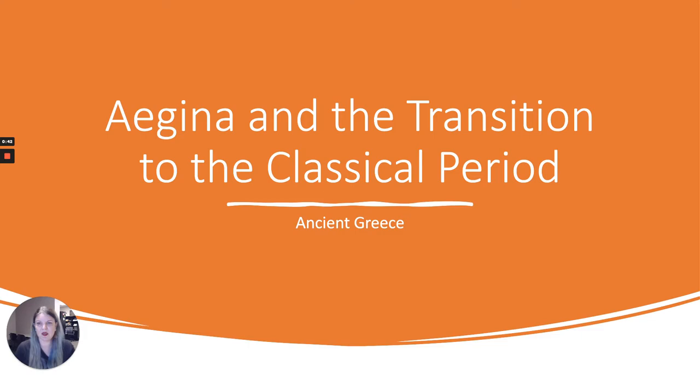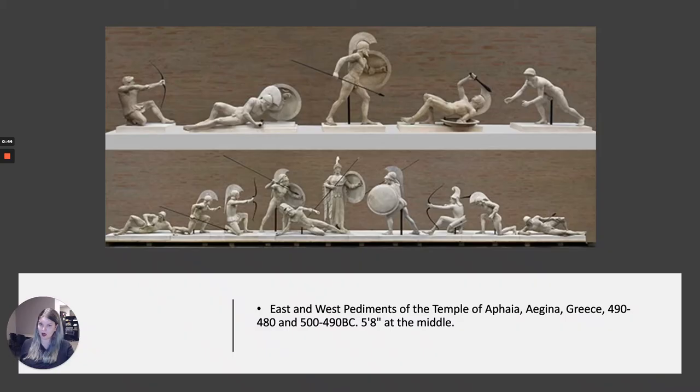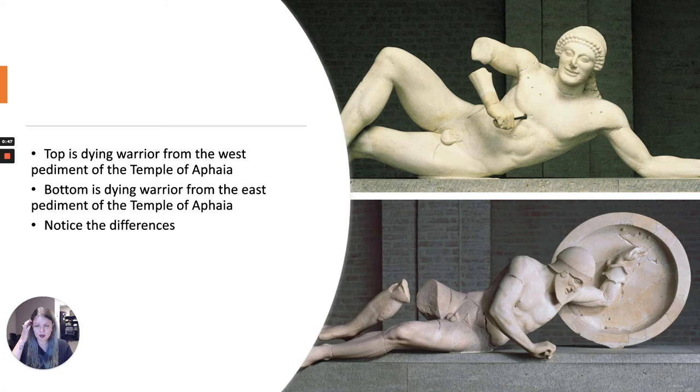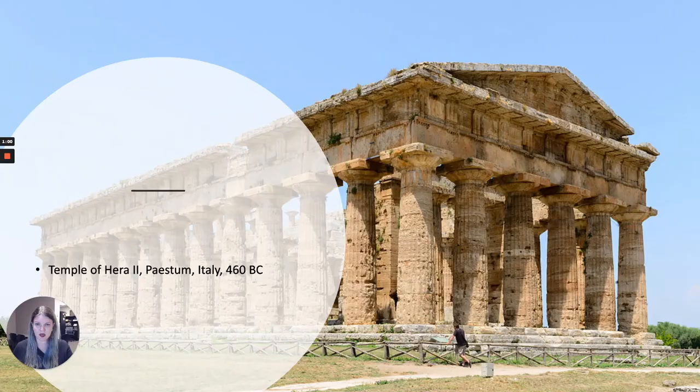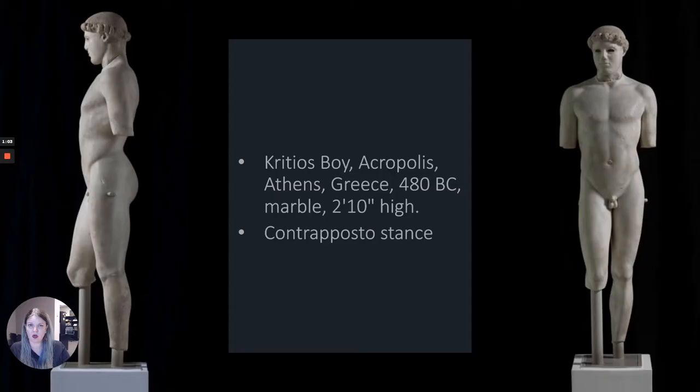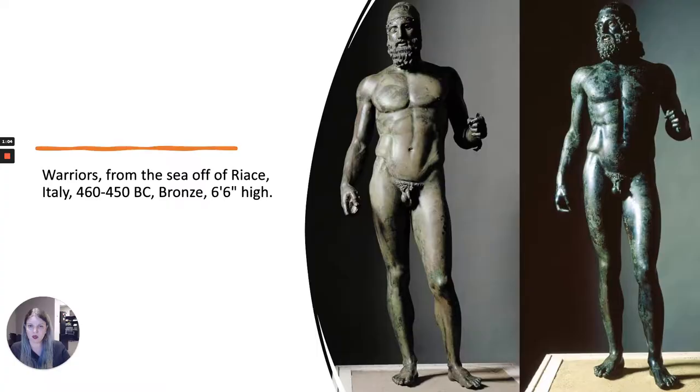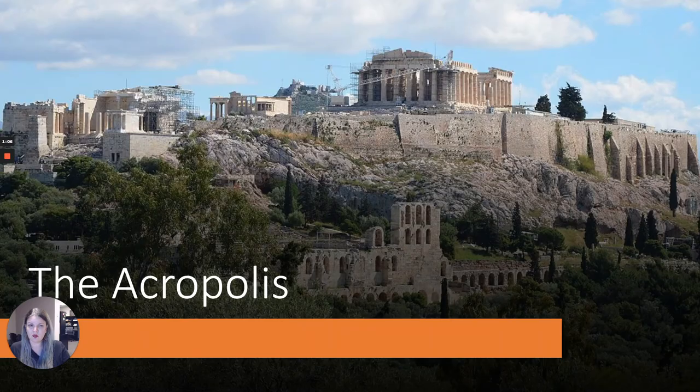oops, we're still in the archaic, the Aegina and the transition into the classical period. And we talk about differences between the archaic and the classical style in ancient Greece. This slide is one where we really go into those differences. And then we go into the early and high classical periods and talk about the architecture and also the sculpture. And we left off here.